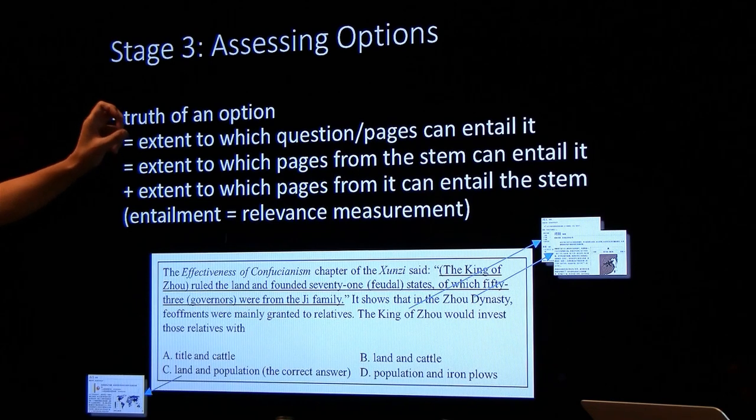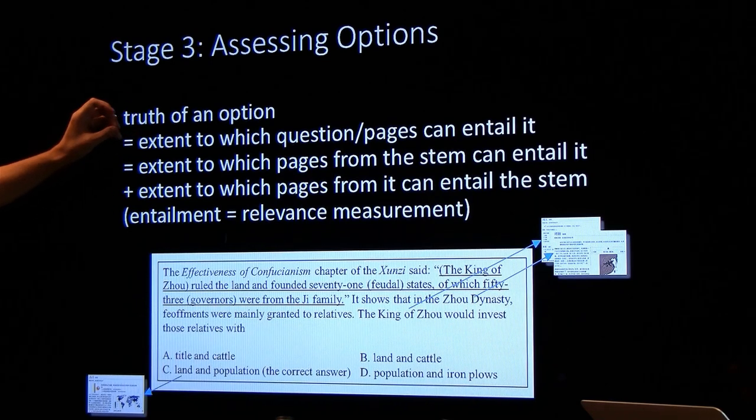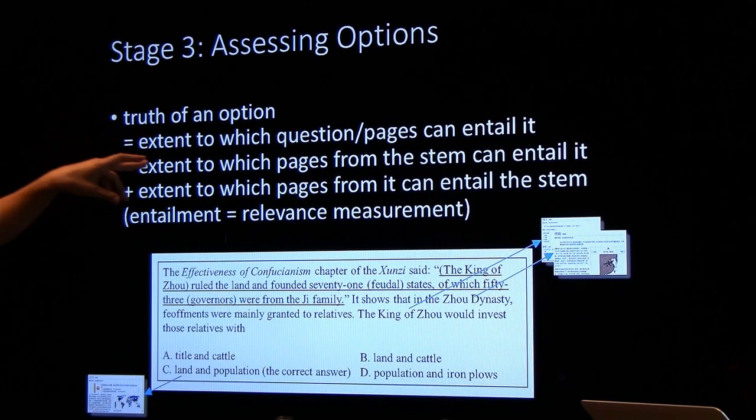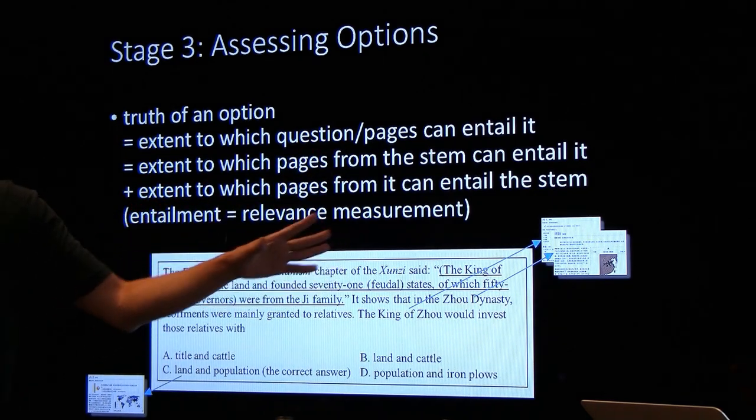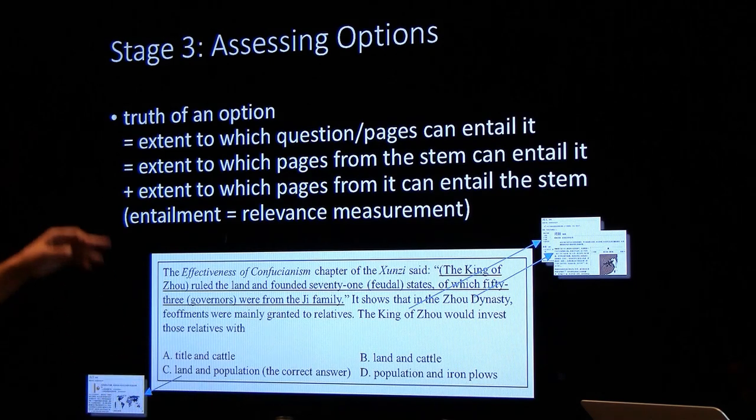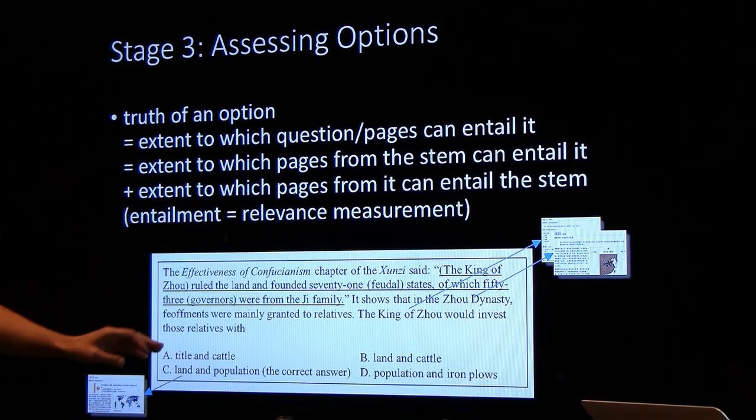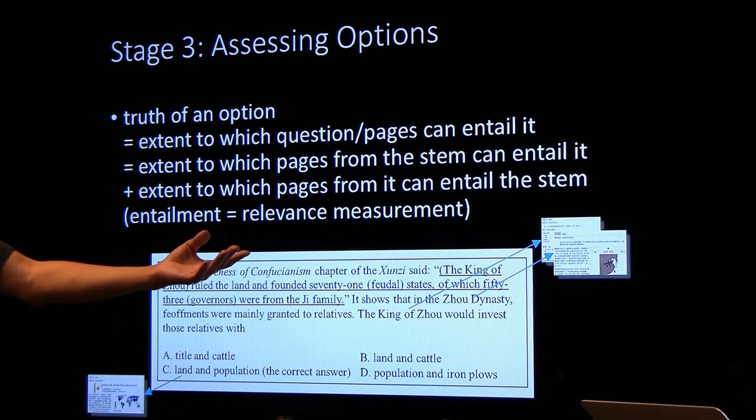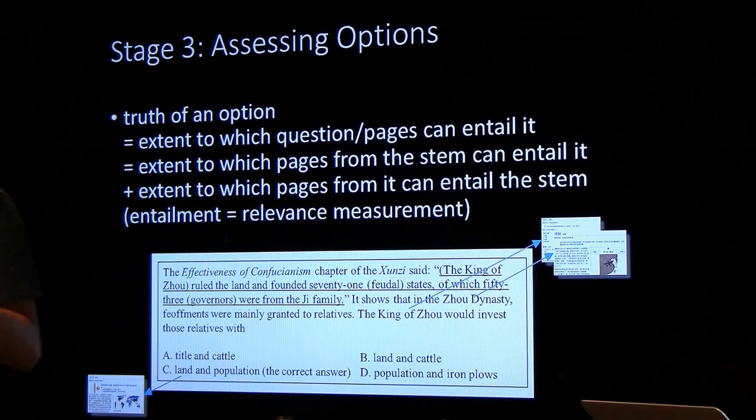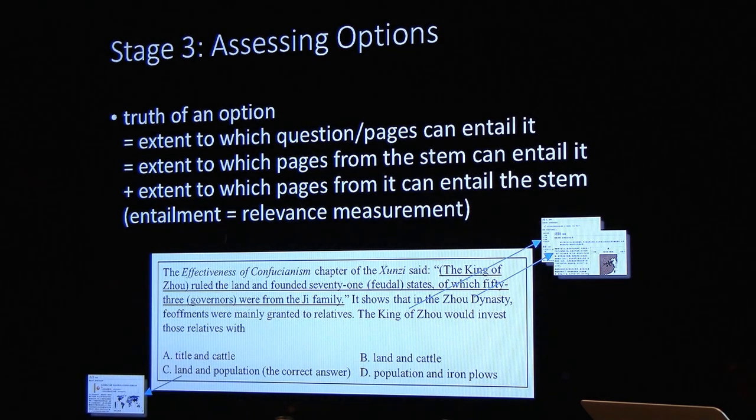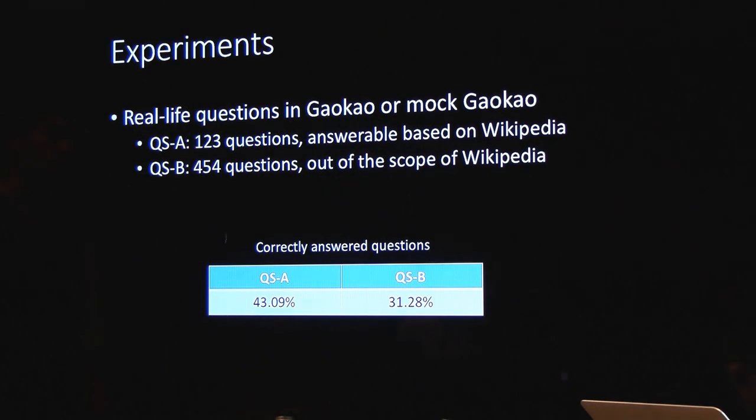And we decompose it into two parts. That is, the extent to which the pages retrieved from the stem of the question can entail the option, and the extent to which the pages retrieved from this option can entail the stem. And for the entailment, we just calculate relevance. I mean, we check the similarity in this particular work. But we can replace it with more sophisticated textual entailment work in the future.